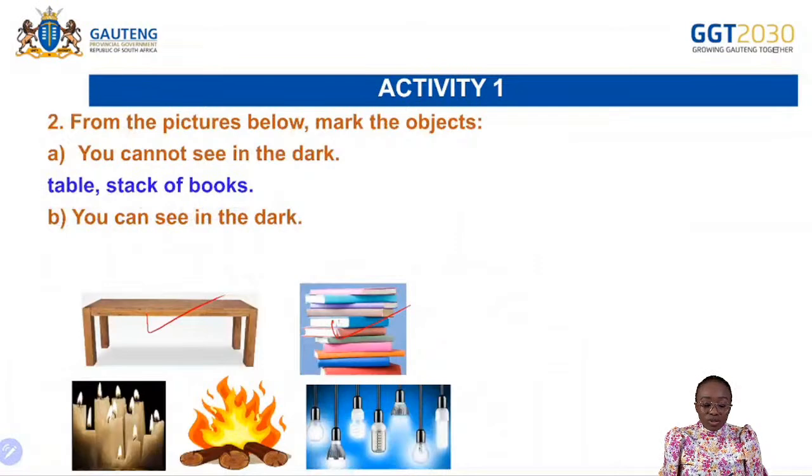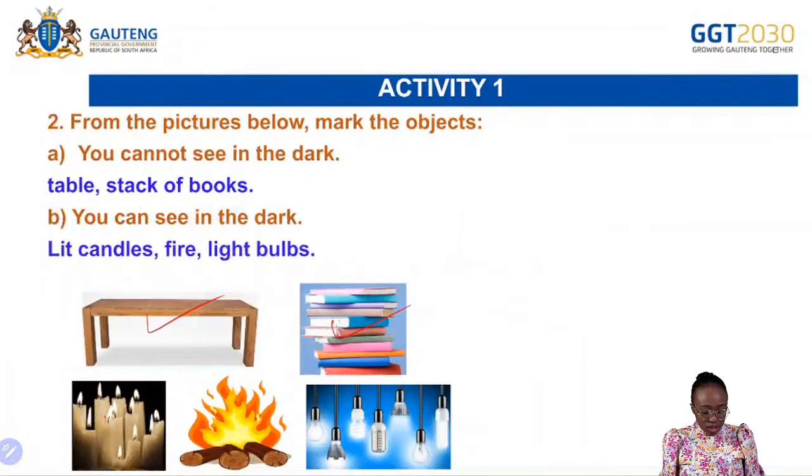Which of these objects can you see in the dark? You can see lit candles, you can see the fire, and you can definitely see light bulbs. Take a minute to copy down the corrections.